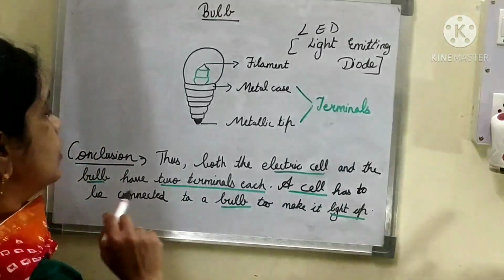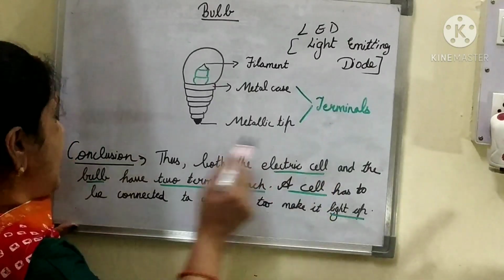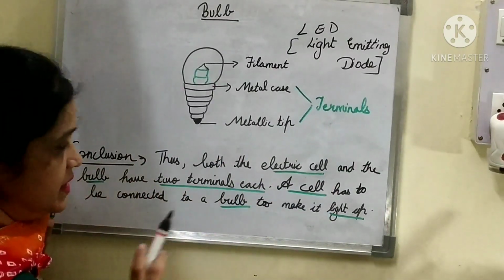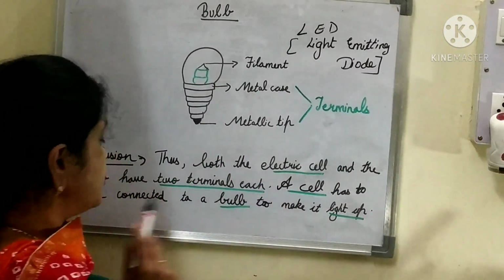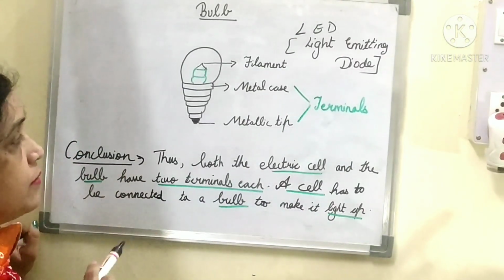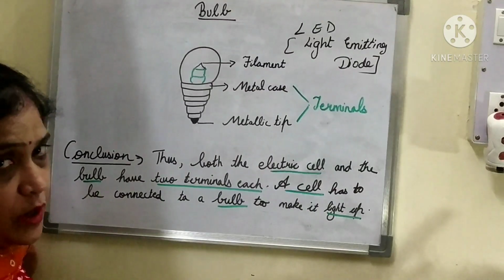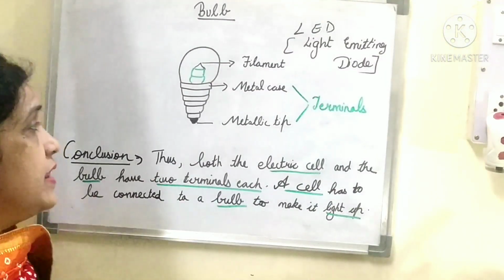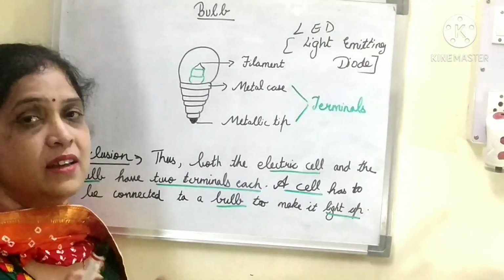From this we conclude that both the electric cell and the bulb have two terminals each. A cell has to be connected to a bulb to make it light up. Now how can we use this cell and a bulb to make the bulb light up? That will make an electric circuit.